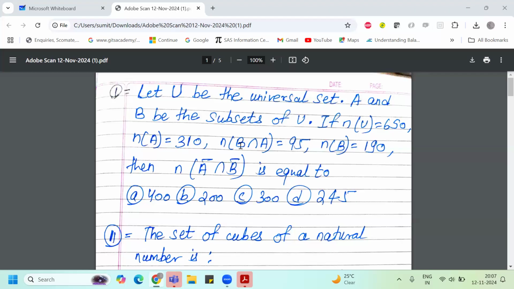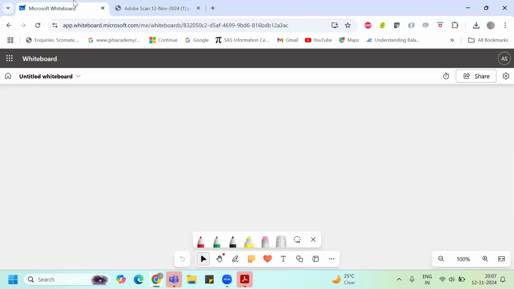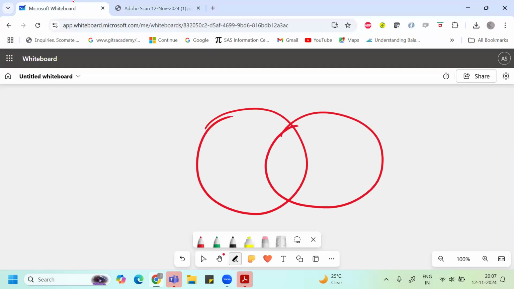I hope you all know what we mean by A intersection B. So when we talk about two sets, imagine this is set A and this is set B. So what is A intersection B? A intersection B is the area which is common between both of them. So this is A intersection B.